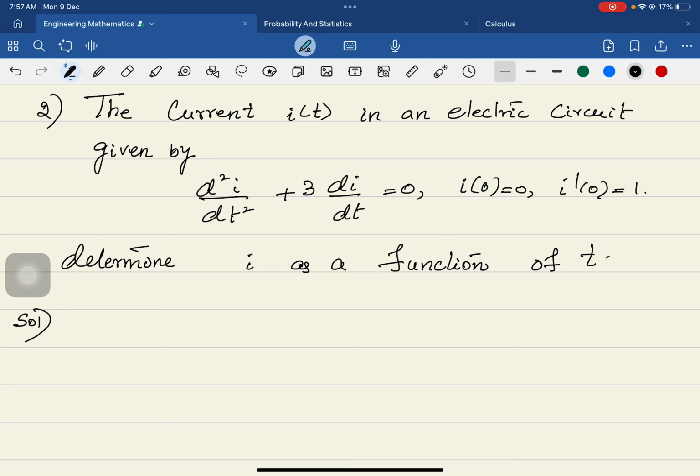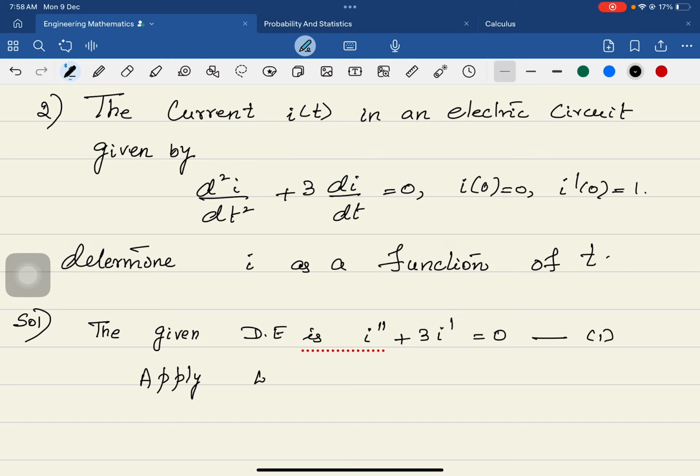Now what we do is we use the Laplace transformations for the given equation. So first of all, what is the given differential equation? We write it here. The given differential equation is y double dash. In the place of y, there is I, correct? d square I by dt square, I double dash, plus 3 times I dash is equal to 0. Now, we apply Laplace transform to equation 1.